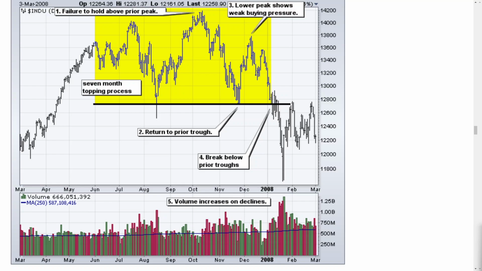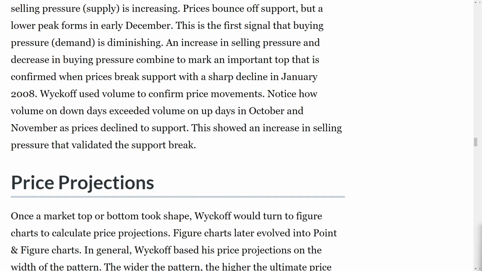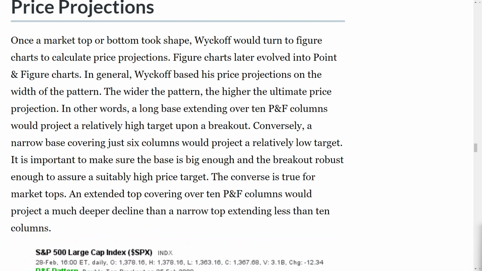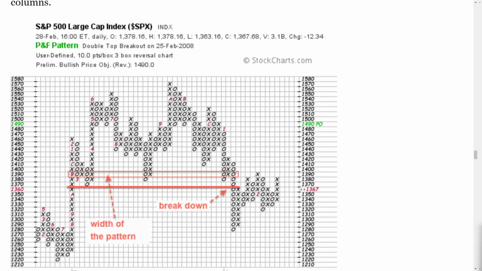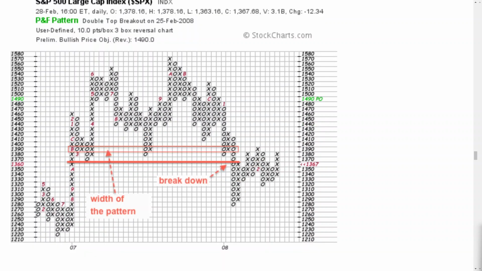Price projections. Once a market top or bottom took shape, Wyckoff would turn to figure charts to calculate price projections. Figure charts later evolved into point and figure charts. In general, Wyckoff based his price projections on the width of the pattern. The wider the pattern, the higher the ultimate price projection.